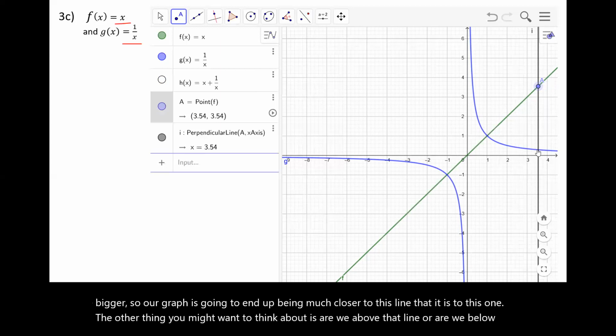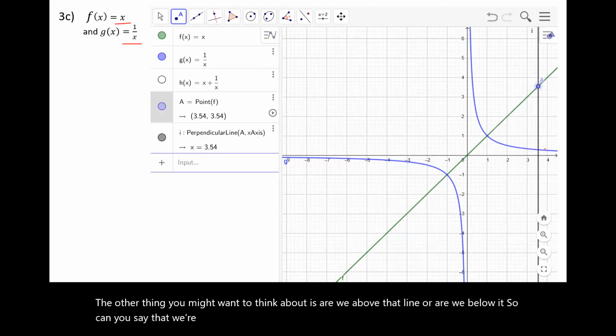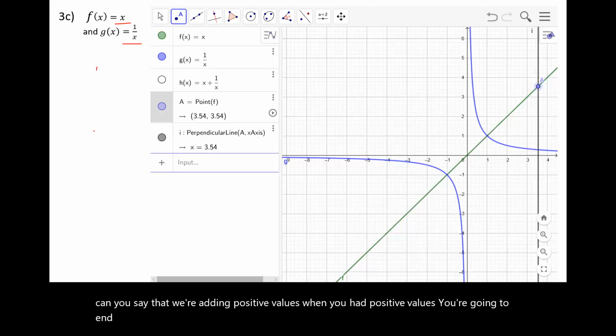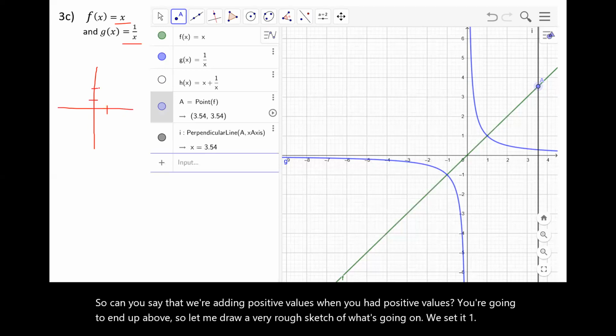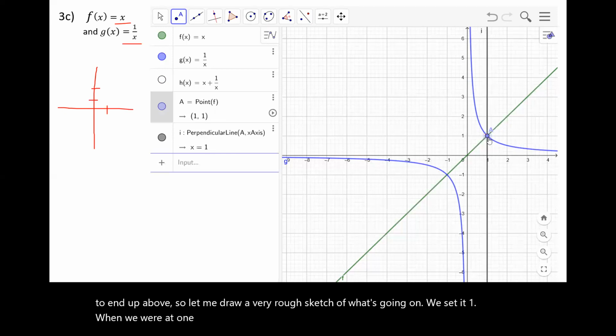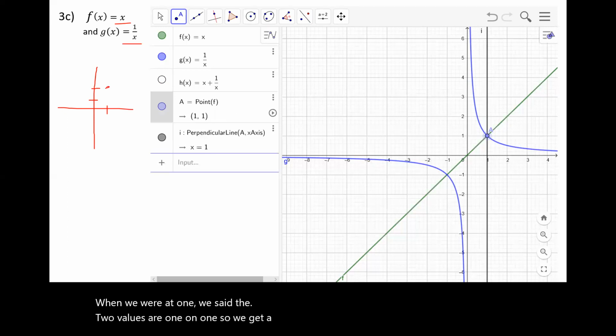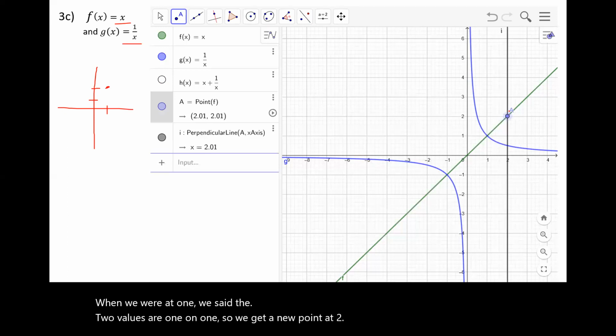So can you see that we're adding positive values? When you add positive values, you're going to end up above. So let me draw a very rough sketch of what's going on. We set it at 1. When we were at 1, we said the two values are 1 and 1, so we'll get a new point at 2. And when we're at 2, we added 2.5. So at 2, we're at 2.5.